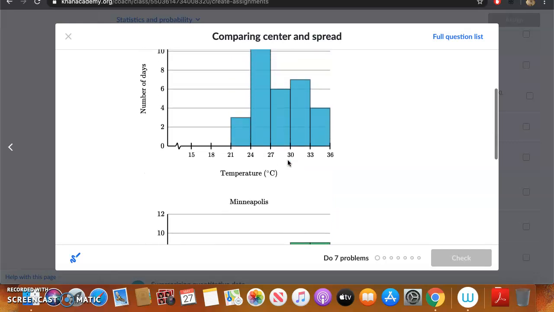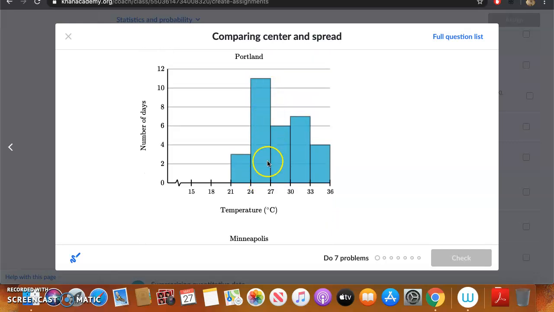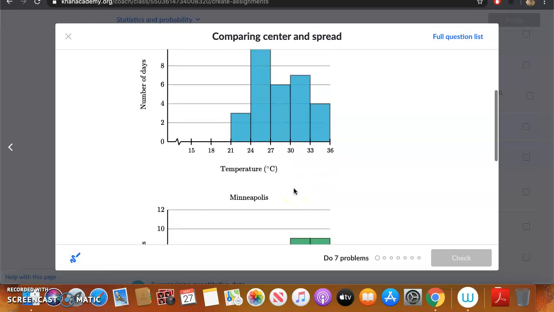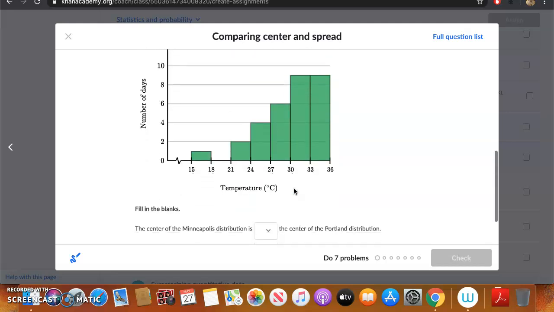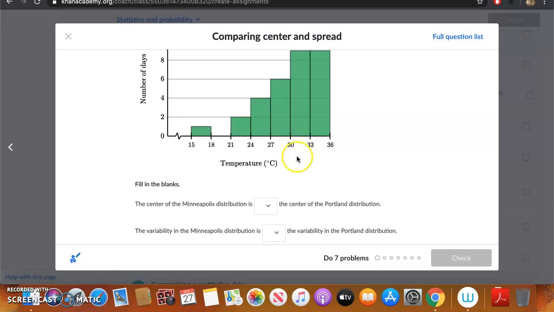As opposed to here, well, again, you have this huge bucket right here between 24 and 27. So I would say the center of this data is between 27 and 30. So it looks to me like the center for Minneapolis is actually greater than the center of Portland, right?